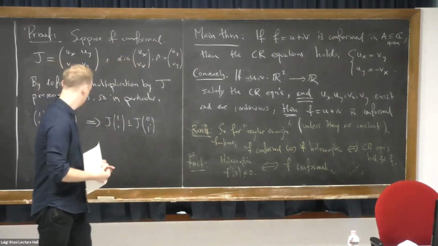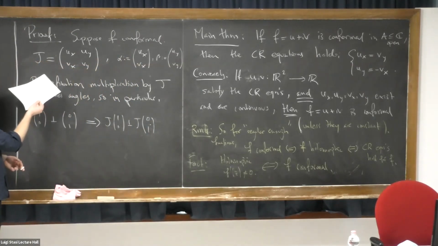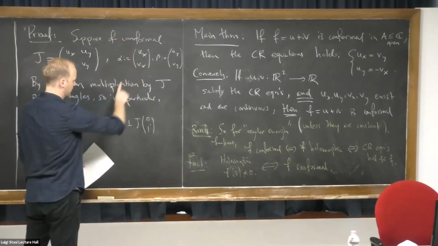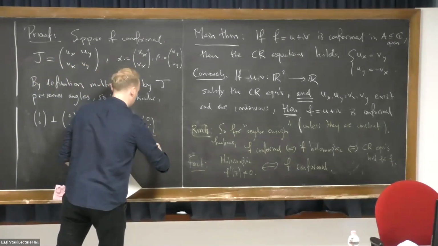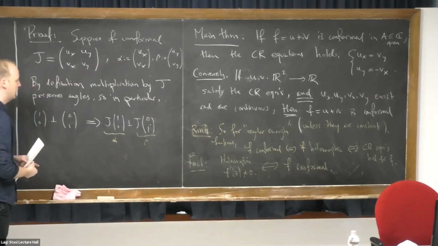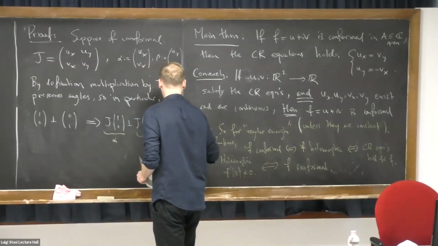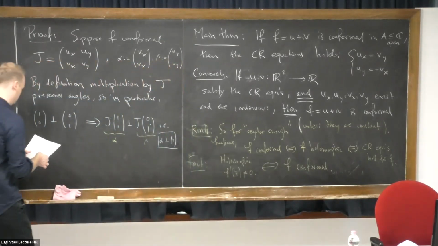But what is J of (1, 0) and what is J of (0, 1)? If we look at the definition of J, J of (1, 0) is the column vector, exactly, it's u_x, v_x. So it's alpha, right? So this thing is alpha, and this thing is beta. So in the same way, if you multiply this thing, this is alpha, this is beta. So this means that alpha is orthogonal to beta. Okay? So this we have shown.